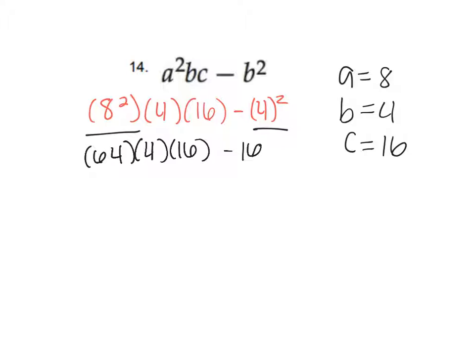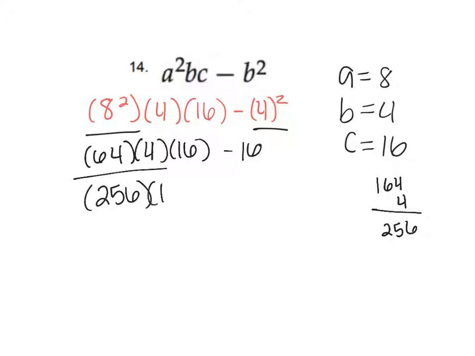Now I'm just multiplying because it's parentheses, exponents, multiply or divide from left to right. So I'm going to multiply 64 times 4 first. That's what comes first from left to right. 4 times 4 is 16. 4 times 6 is 24, plus 1 is 25. So we're left with 256 times 16 minus 16.